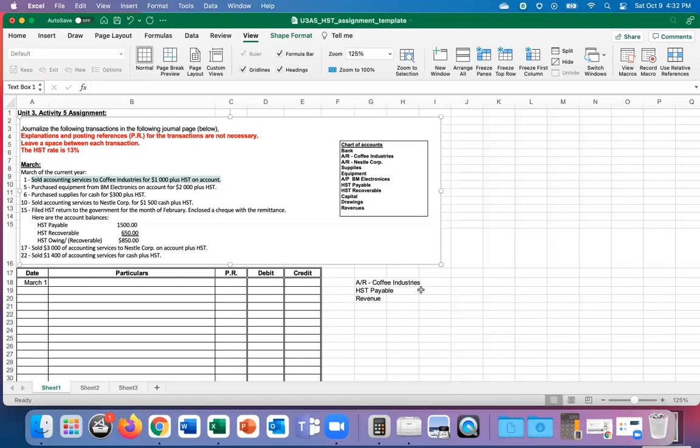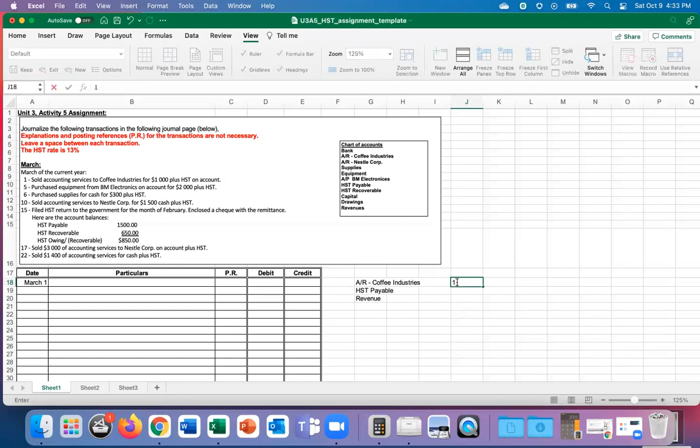All right, so the first thing, the accounts receivable coffee industries, we are charging them $1,000 plus HST. So in this scenario, that's $1,000 plus $130, which is that 13%. $130 is 13% of $1,000. So we're charging them $1,000 plus $130 in tax or harmonized sales tax. All right, so we'll put that in. $1,130 is what we're going to be charging them.